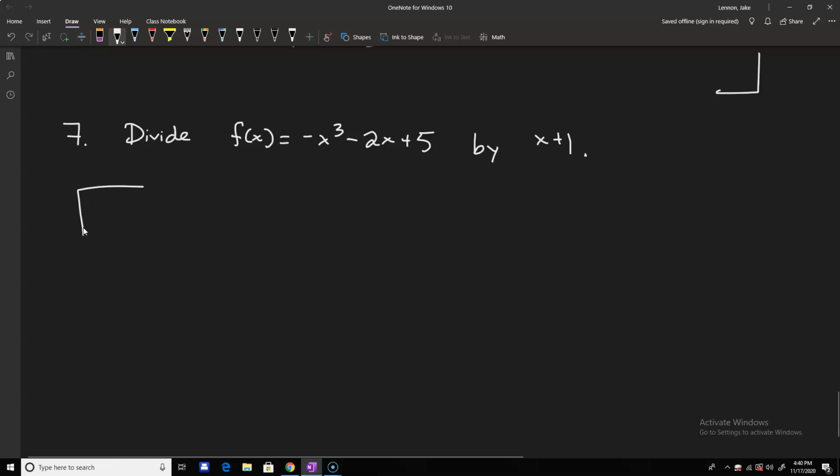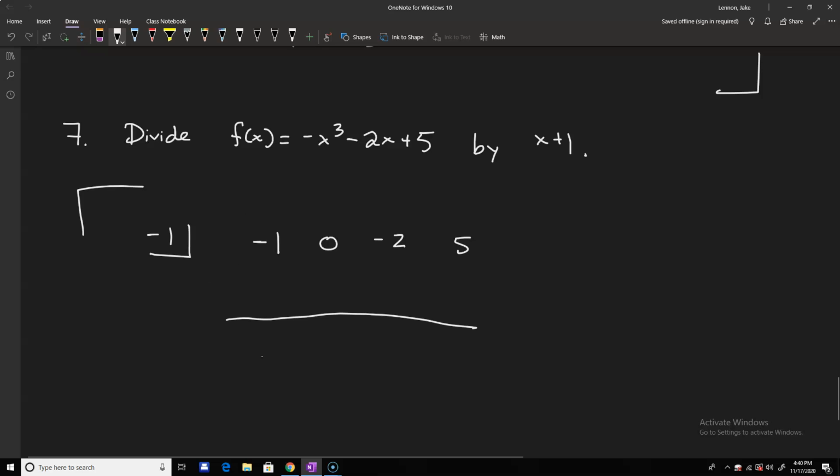So for the synthetic division, we put the root in the top left corner, so that's -1. And then we want to put the other numbers on top, so we would have a -1. There's no x squared term, so I have to put a 0 placeholder there. I have a -2, and then I have a 5. And remember how the synthetic division works.